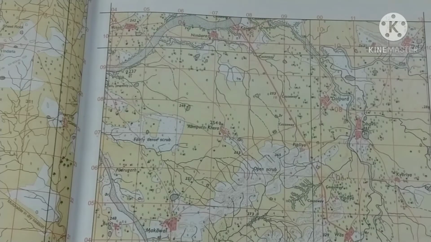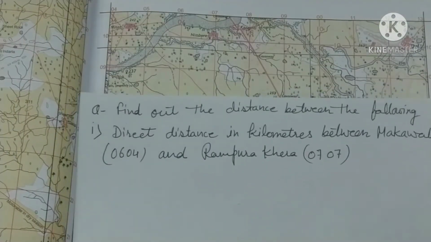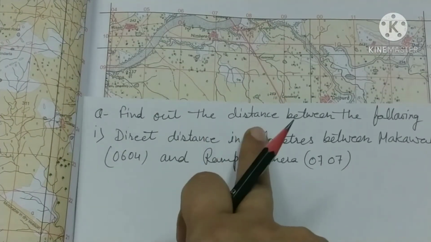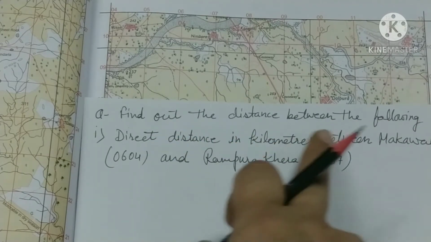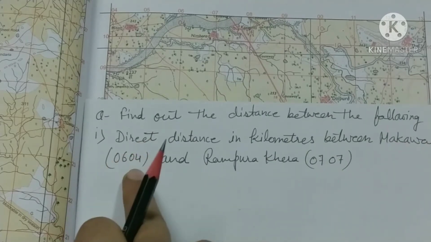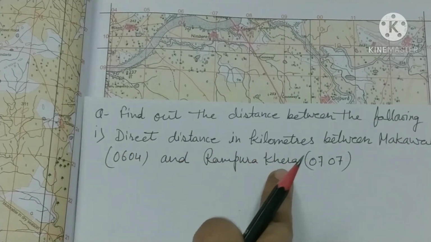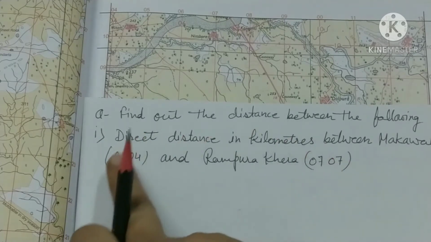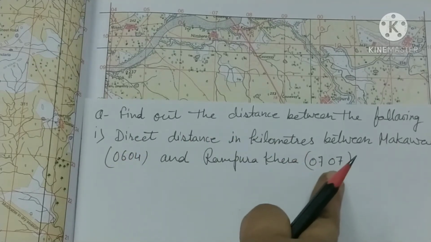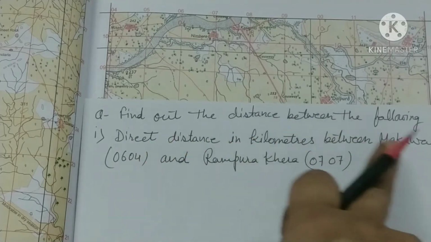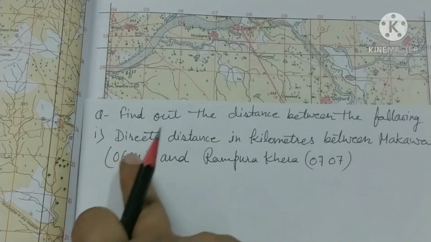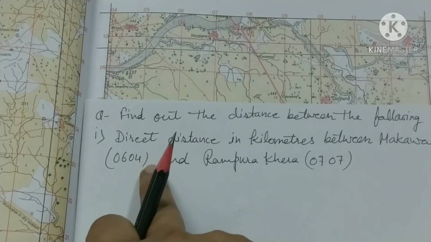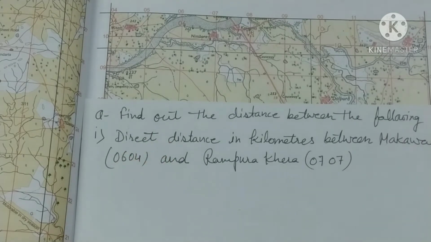Now let's find out the distance in topo sheet. Here is one question. Find out the direct distance in kilometers between Makawal 0604 and Rampura Khera 0707. So 0604 and 0707 are the grid references of the locations or settlements. Like Makawal's grid reference is 0604. So we can also find out the location with the help of this grid reference.